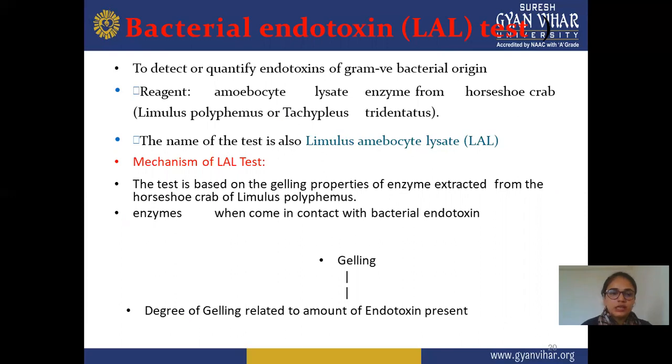The mechanism of this LAL test is based on the gelling property of an enzyme extract from the horseshoe crab, Limulus polyphemus. When the enzyme comes in contact with bacterial endotoxin, gelling occurs, and the degree of gelling is related to the amount of endotoxin present. Means after performing this test, gelling is formed, and the degree of gelling shows that endotoxin is present in your formulation.